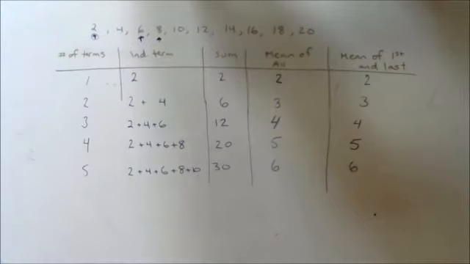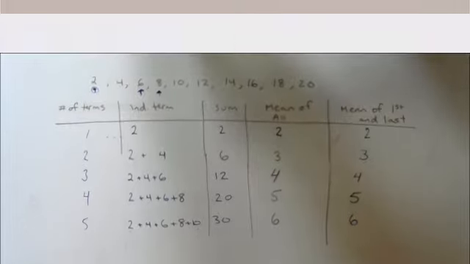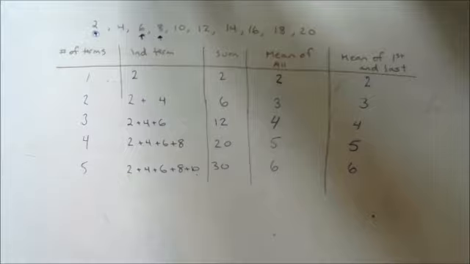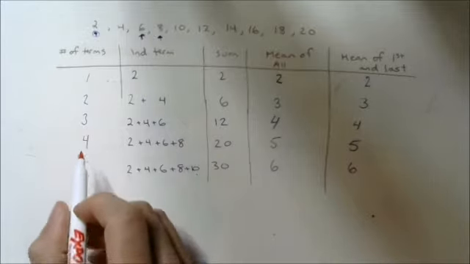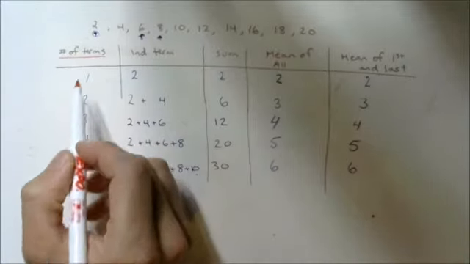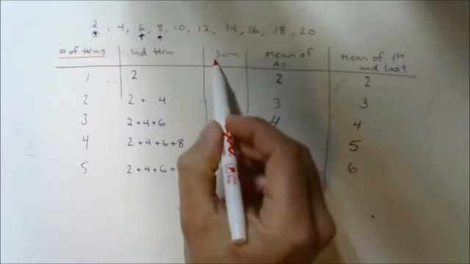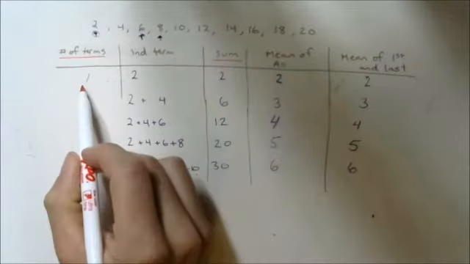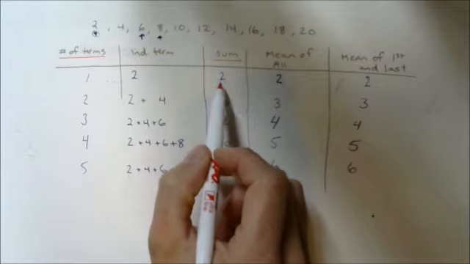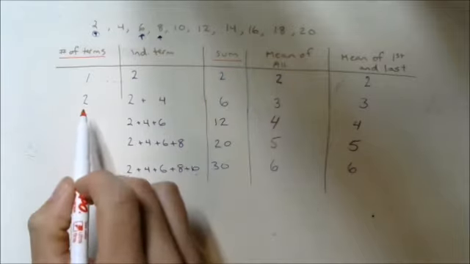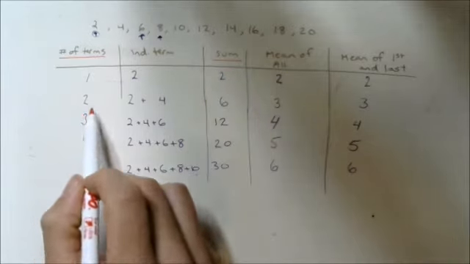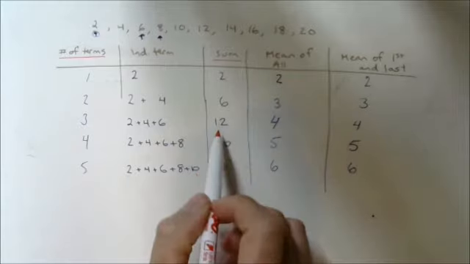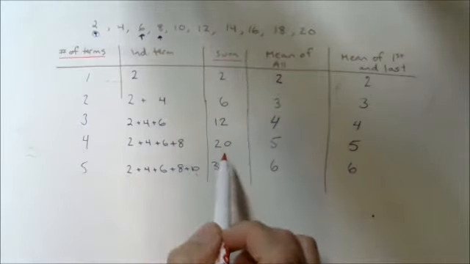All right. How is the sum of the terms related to the number of terms in the sum? What that question is asking is, can we find a relationship between the values in this column, number of terms, and the values in this column? How does 1 relate to 2? And can we create some kind of formula that will also get from 2 to 6, and from 3 to 12, and from 4 to 20?